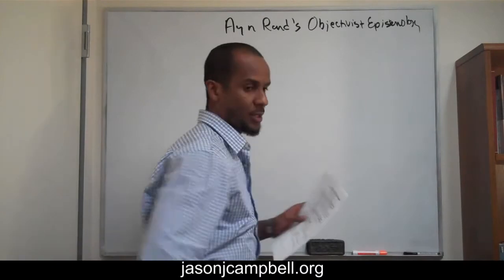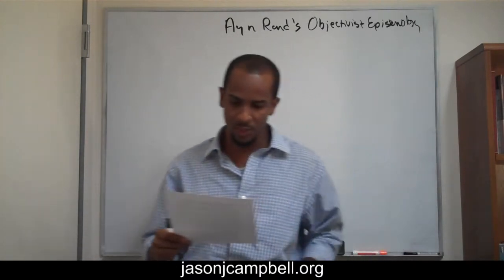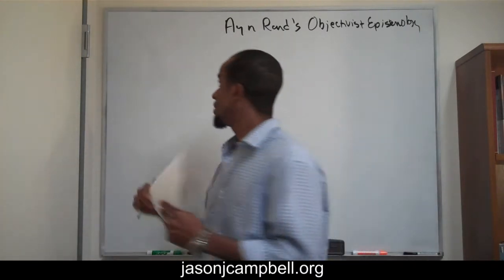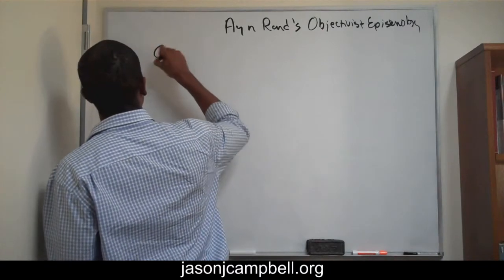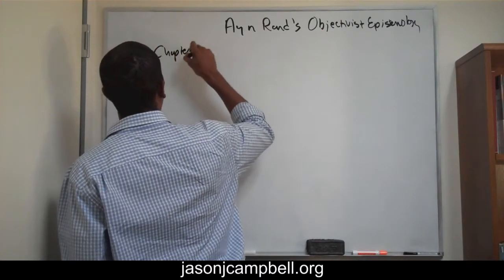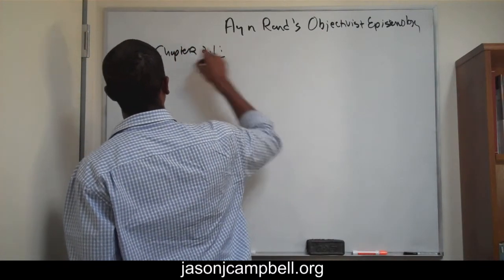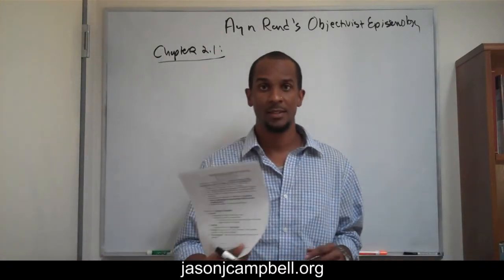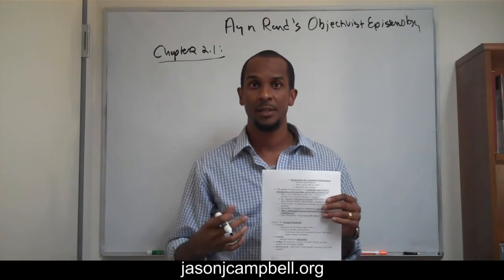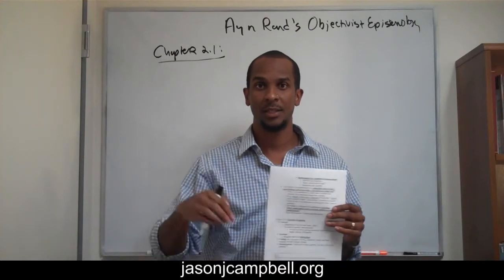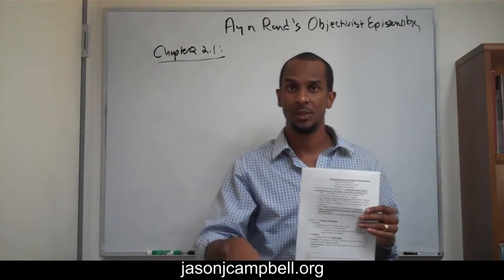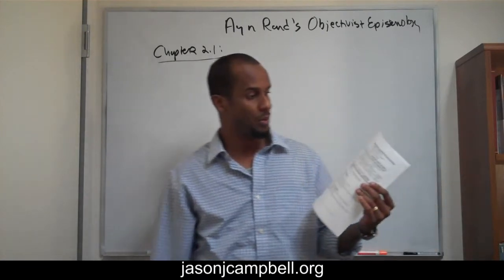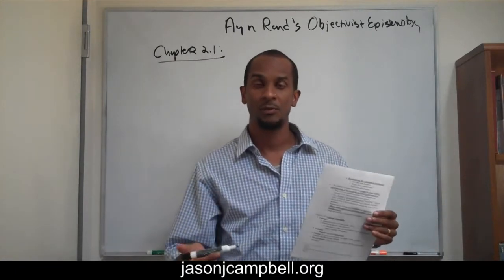Alright, so this is Ayn Rand's Objectivist Epistemology. This is Chapter 2.1 in the notes. Again, if you want to gain access to the notes, I've provided a PDF version. Click the banner or the link in the description field. It'll take you to the PDF. Download the PDF and you can follow along.